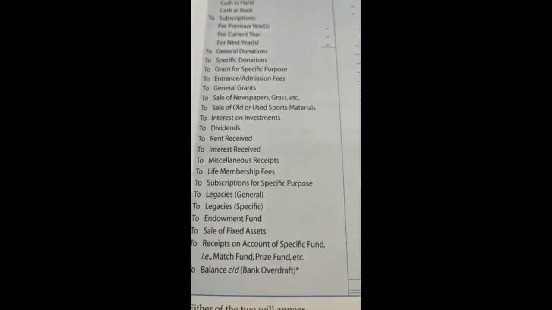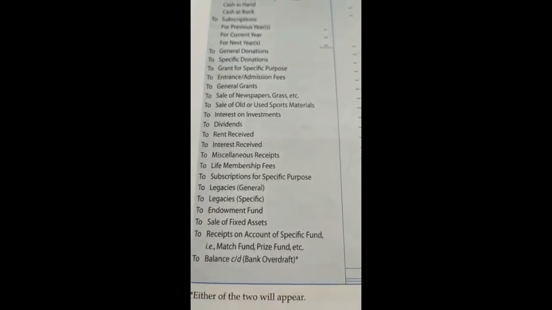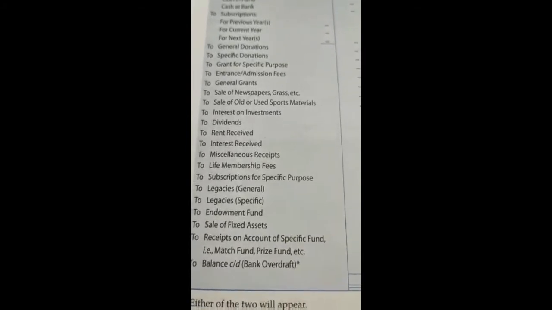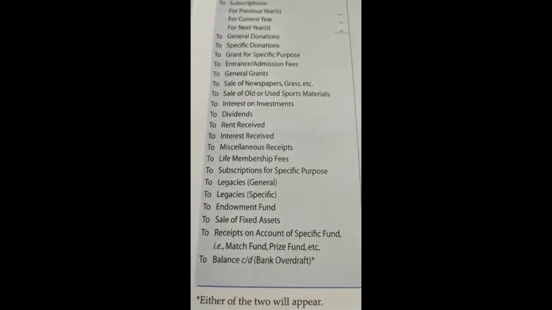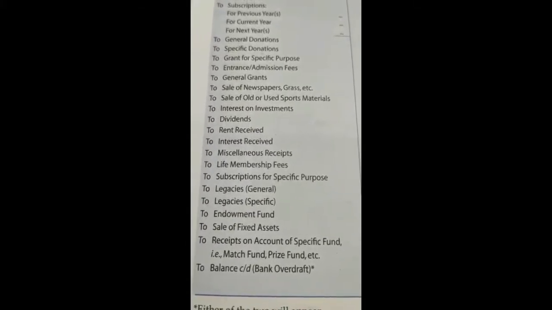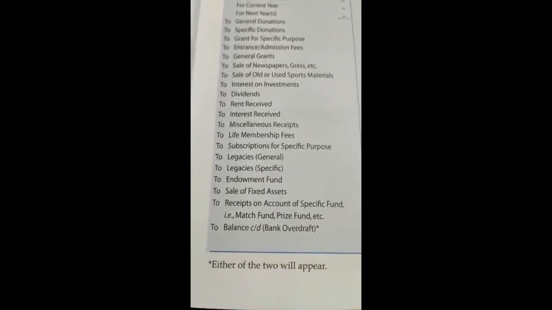Then next is subscription for specific purpose. Again, this is a subscription, meaning it is the amount received from a member in the form of subscription for some specific purpose. So again, it is a receipt.